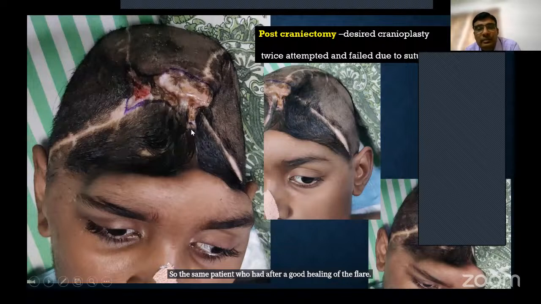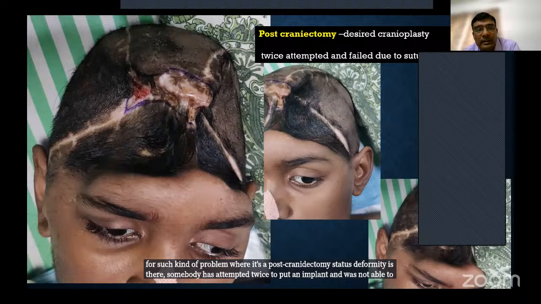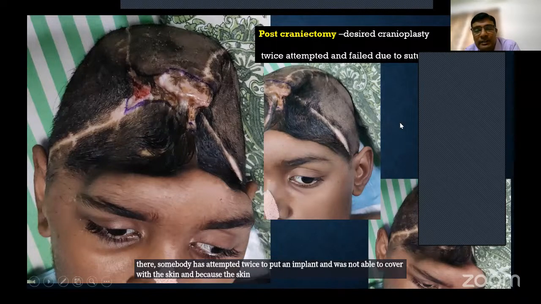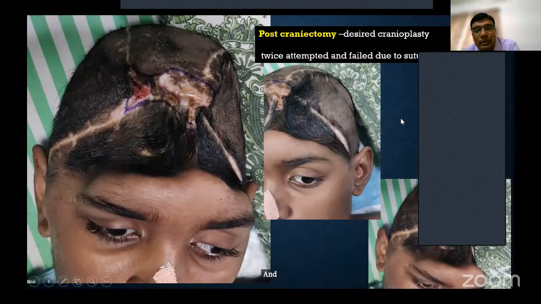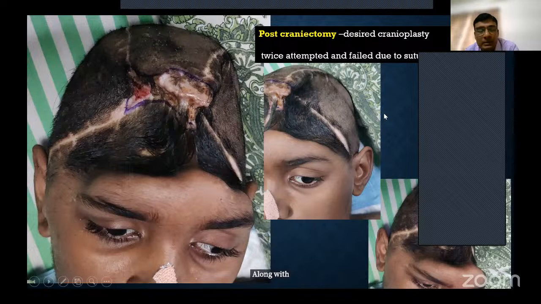And there are times when the neurosurgeon will call us for such a problem, where it's a post-craniectomy status and a deformity is there. Somebody has attempted twice to put in an implant and was not able to cover it with skin, because the skin has contracted and shrunk over the course of months and years. Knowing very well that there will be a shortage of skin, it is wise to plan along with some free flap or some flap by which we can cover it primarily.